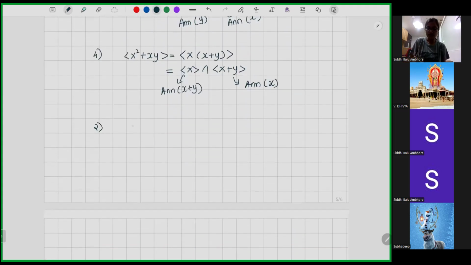And how to check that then? This ideal: (x plus 1)(x minus 1) squared, y plus 3. When I take the radical of this ideal, it is x minus 1, y plus 3.